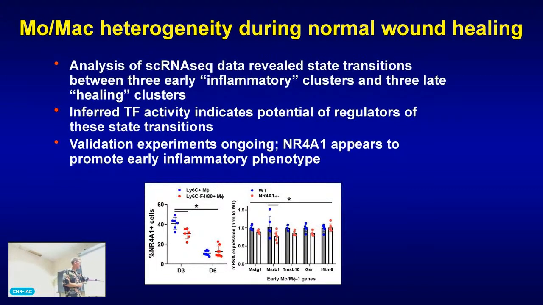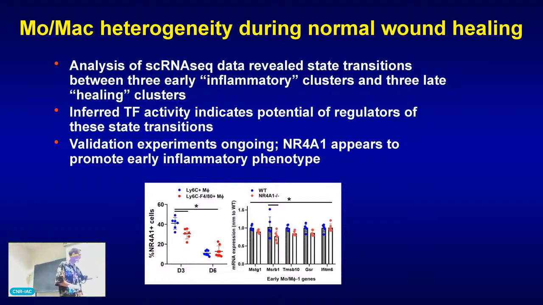So here's some of the new data that we generated validating NR4A1. All the analysis before was based on RNA data, messenger RNA, and chromatin availability. Here we're looking at protein by flow cytometry. We see this protein is expressed more highly at the early time point than late, again consistent with a pro-inflammatory state.